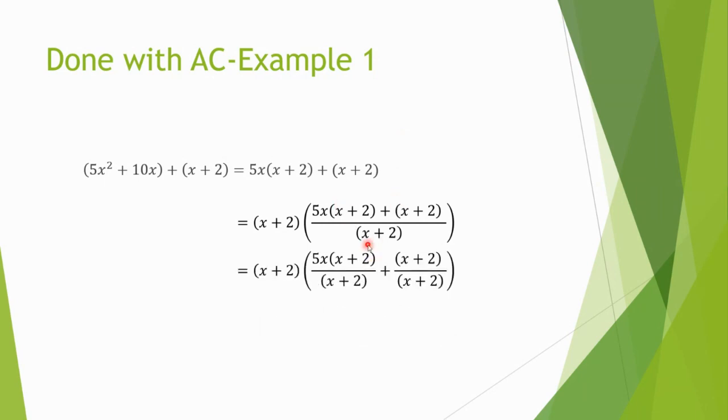Then what do we do next? We divide, right? And here they cancel. That's how we get 5x. Here you have something over itself. That's just 1. So altogether, the original, which was this, turns out to be this. This is how we factor it. So that's an example of the AC method.